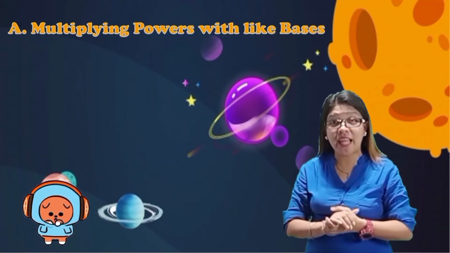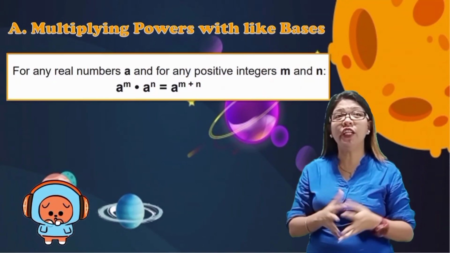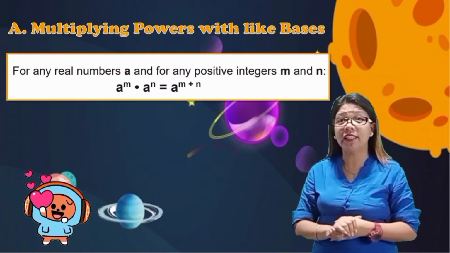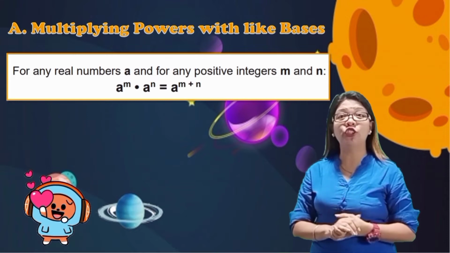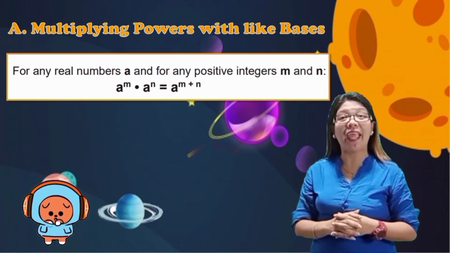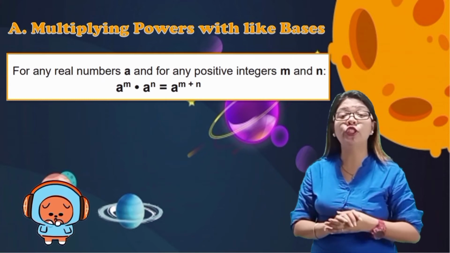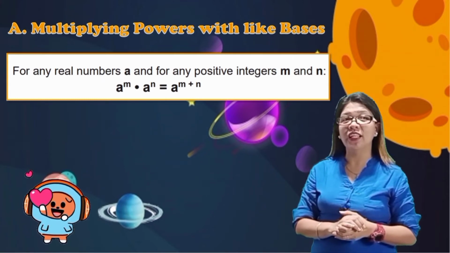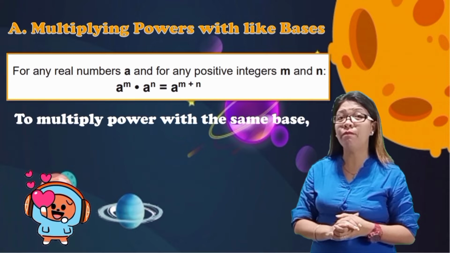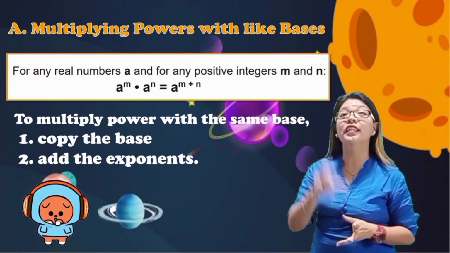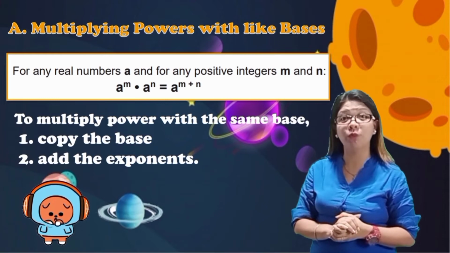Multiplying powers with like bases. For any real numbers a and for any positive integers m and n, where a raised to the m power multiplied by a to the n power is also equal to a raised to the m power plus n. To multiply powers with the same base, we have to copy the base and, second, add the exponents.